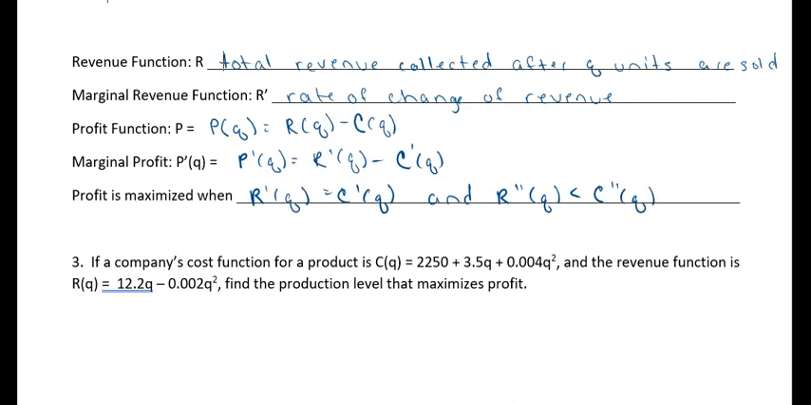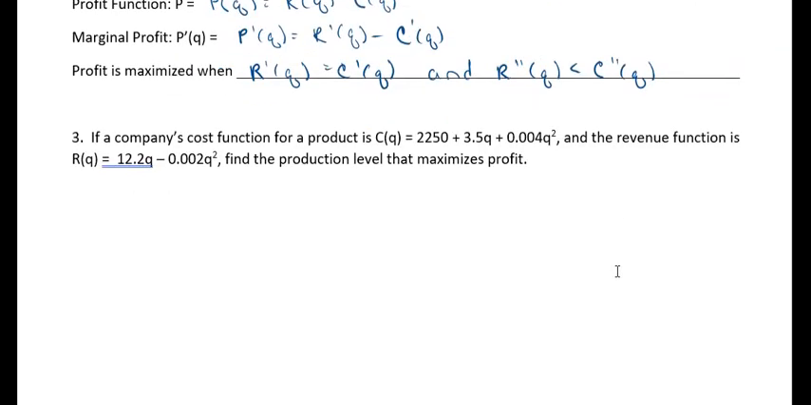So let's look at this. Let's see if we can figure out what this means. If a company's cost function for producing a product is this, and the revenue function is this, find the production level that maximizes profit. Okay, so we have a lot of information here. We're trying to figure out profit, so the first thing that we need is our profit function. Our profit is P of Q equals our revenue minus our cost.